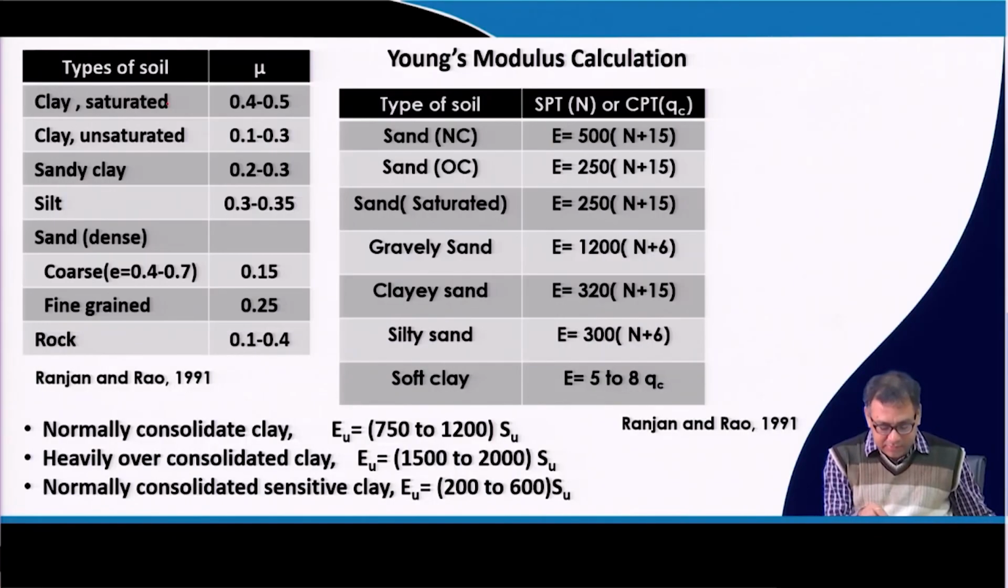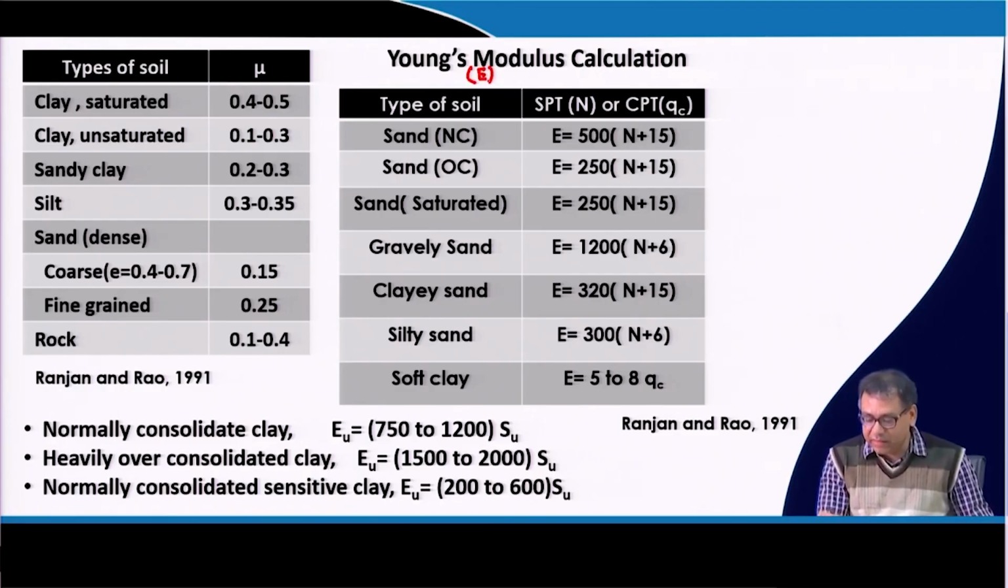These tables are given for different soils. From this table you have the E and mu value directly, you can use them, but if you do not have those values, this table will help you to take the appropriate E and mu value. This table is for the mu value and this table is for the E value, or Young's modulus. This is the E value table.